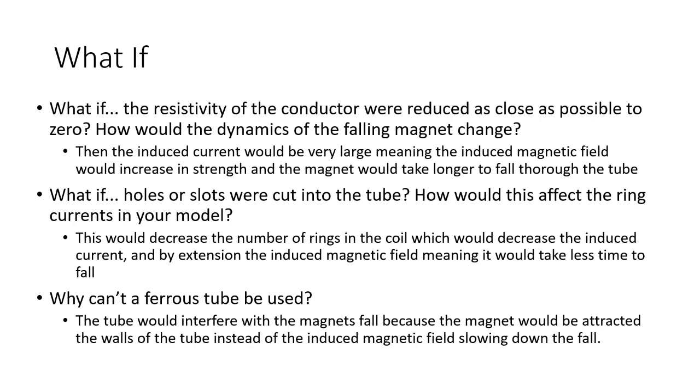What if holes or slots were cut into the tube? How would this affect the ring currents in your model? This would essentially create fewer full paths or rings that could actually induce current and create those magnetic fields. So it would decrease the magnetic field acting on the bar magnet and cause the magnet to fall faster.